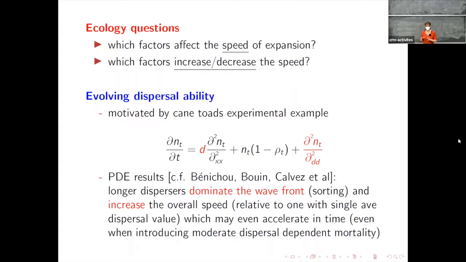So let's start with one of the things that people in partial differential equations have looked at, which is what if you evolve the dispersal ability? So what that means is, it's something that was motivated by an experimental example on these toads in Australia, but essentially what you're thinking of is, you think that the trait and the dispersal ability are so tightly linked that you can now imagine that dispersal is your trait, right? I'm just gonna keep track of what's the length of dispersal that I'm able to do.